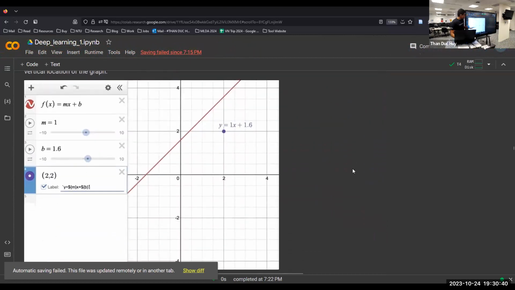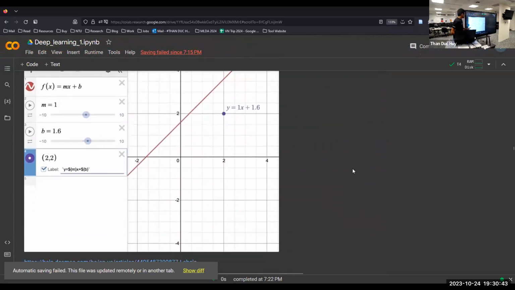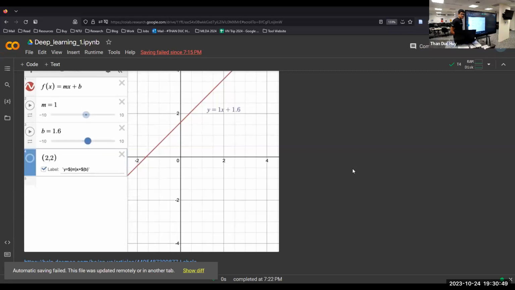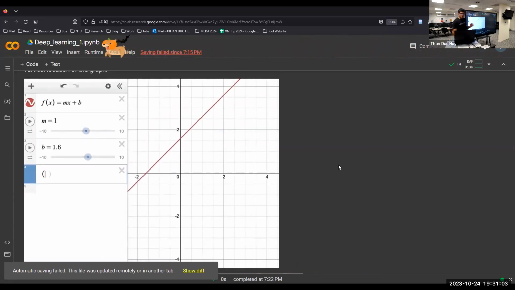Okay, now take a look at this. Initially, what they will be doing is changing M, right? And you will see that this line is going to rotate. It's essentially rotating. And now when they change the intercept, the line is moving vertically, okay?